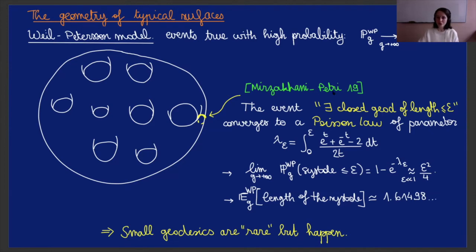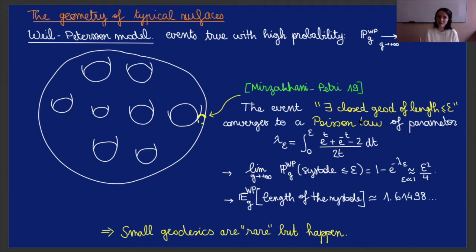Mirzakhani proved with Petri that the event of having a closed geodesic of length smaller than epsilon, where epsilon is a fixed positive number, is actually going to look like a Poisson law with an explicit parameter. So Poisson laws are the kind of probabilistic laws which you take to study events which are unlikely but kind of happen.